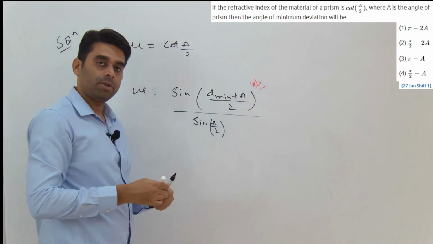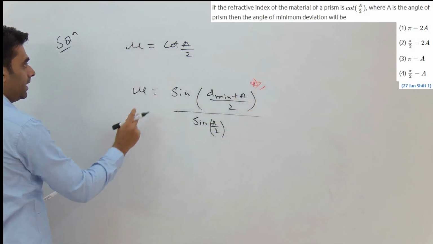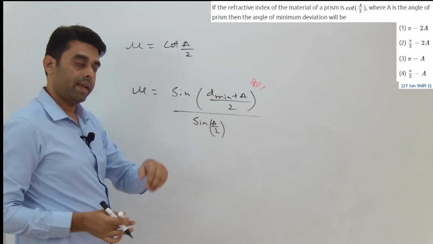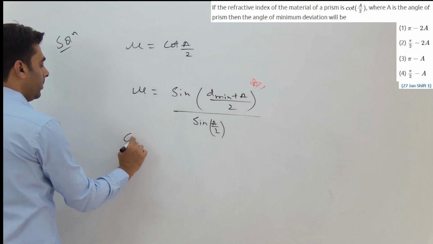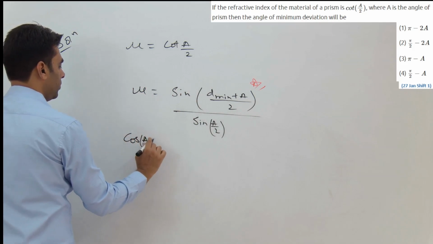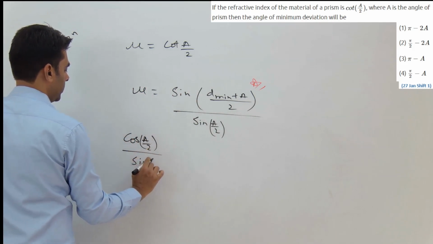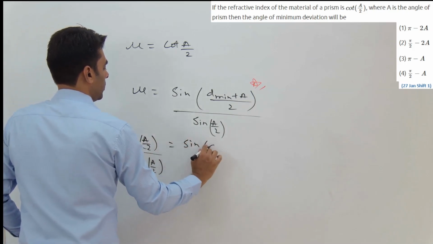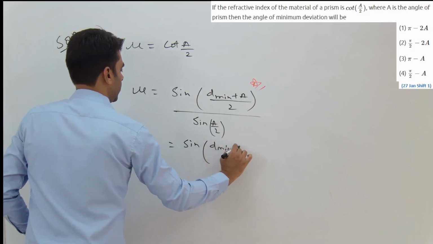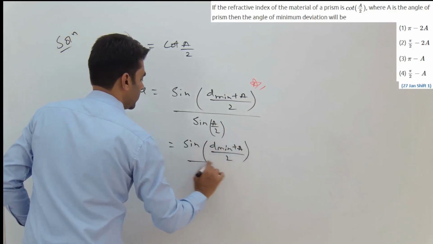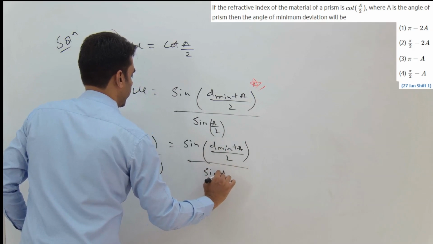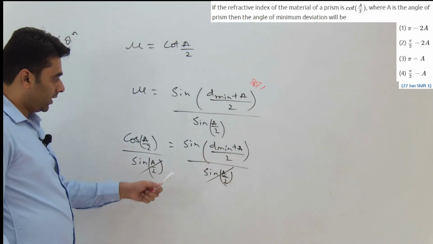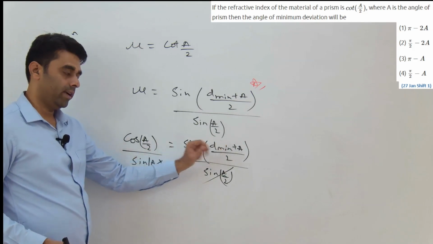Now let us substitute all the terms. Mu, the refractive index, is given as cot A/2. Now cot A/2 we can write as cos A/2 by sin A/2. So cot A/2 I am writing as cos A/2 by sin A/2. This equals sine of (D minimum plus A)/2 by sine of A/2. The denominator will cancel out. So ultimately we are getting cos A/2 equals sine of (D minimum plus A)/2.